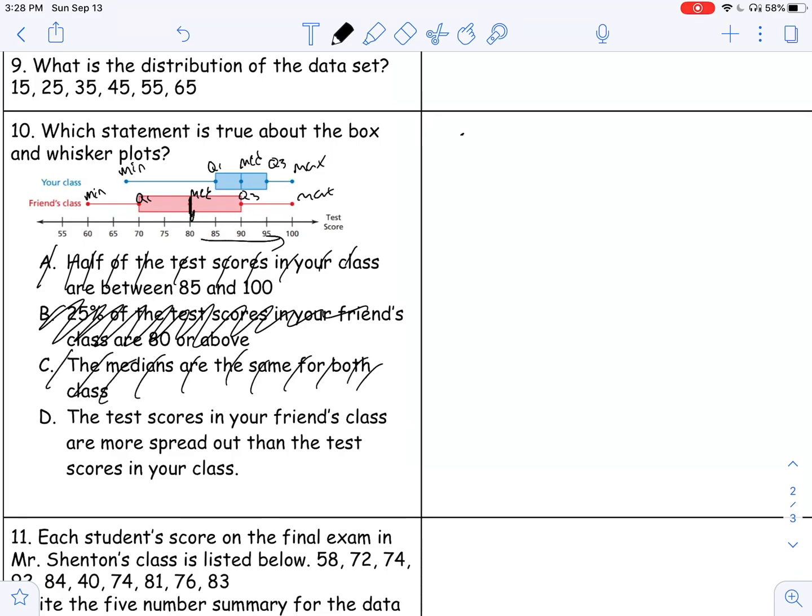And then part D says the test scores in your friend's class are more spread out than the test scores in your class. So for this one, we just kind of have to look at the overall display of both. From my class, I'm going from about 67 to 100, and my friend's class is going from 60 to 100. So just by looking at that range, I could tell that my friend's class is more spread out than my class.